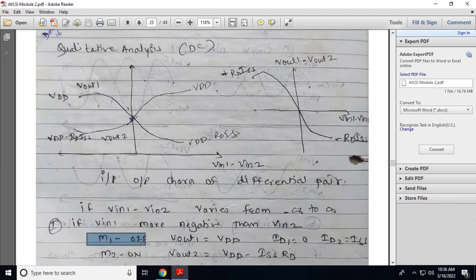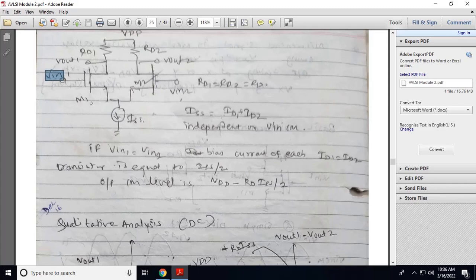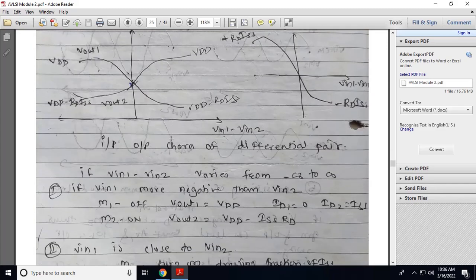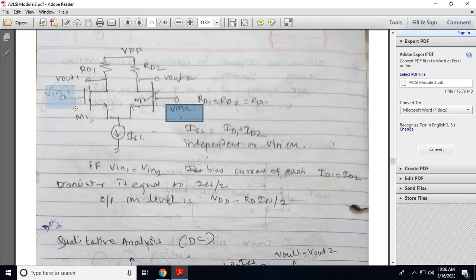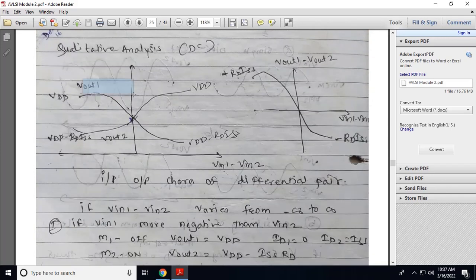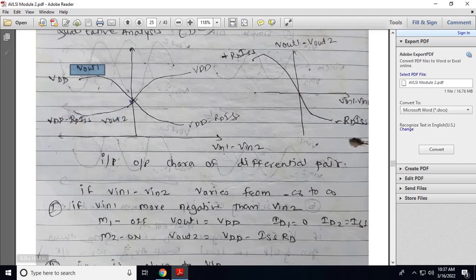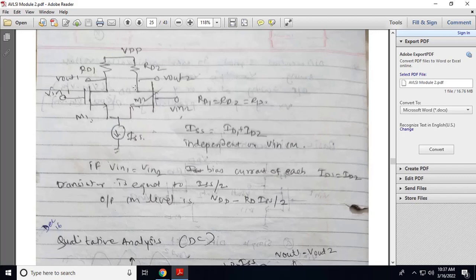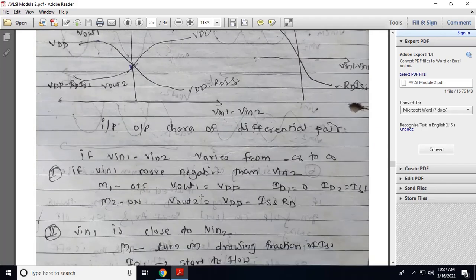So transistor M1 is off. When Vin1 is more negative than Vin2, the input of this transistor is more negative than the input of Vin2, so transistor M1 will be off, and no current flows through it. So Vout1 is equal to VDD. We are discussing this quadrant. Output 1 is equal to VDD because transistor M1 is off, ID1 is 0, so ID2 is equal to ISS. In that case transistor M2 is turned on, so the output voltage is VDD minus the drop across this resistance. So the output voltage is equal to VDD minus ISS into RD.